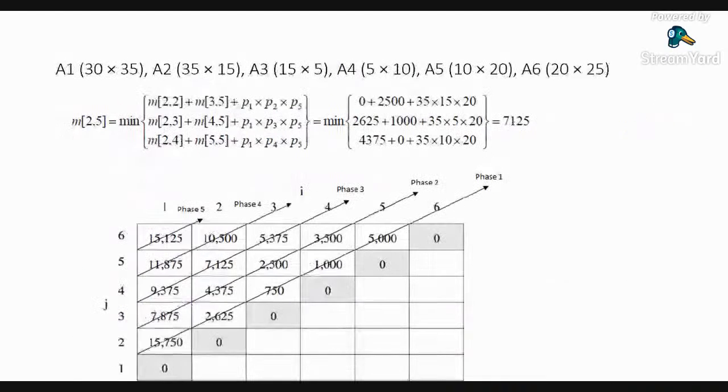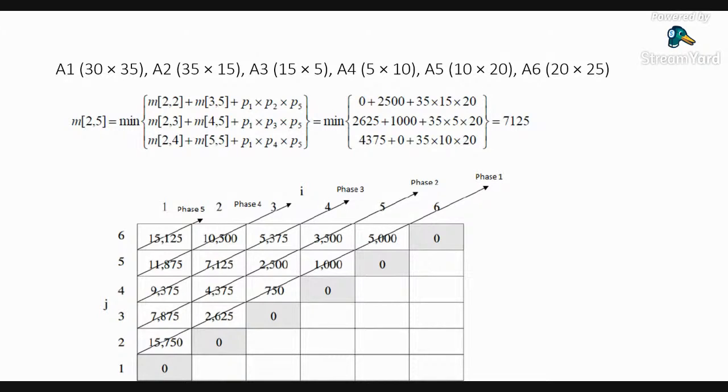Now ultimately, first see the example here. These are six matrices: A1, A2, A3, A4, A5, and A6. The dimensions are 30 cross 35, 35 cross 15, 15 cross 5, 5 cross 10, 10 cross 20, 20 cross 25. So here we can see phase 1, phase 2, phase 3, phase 4, and phase 5.